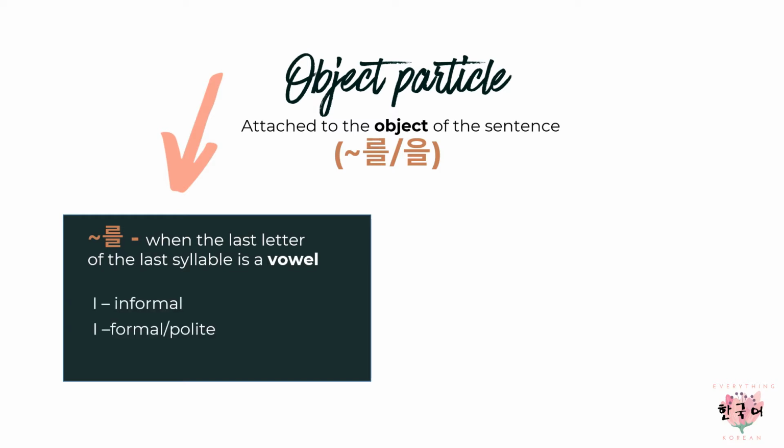So for example, we have the words I in the informal form and the I in the formal or the polite form, which is na and to. Since both of them end in a vowel, we have to add rul. So we say narul, torul. So when we want to use I as the object of our sentence, we have to add rul since it ends in a vowel.